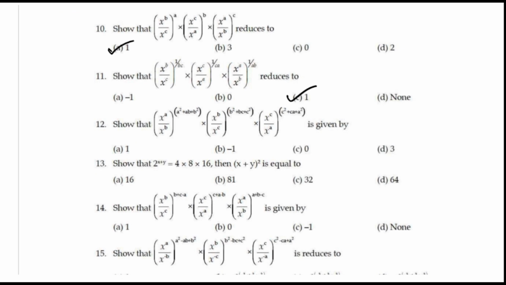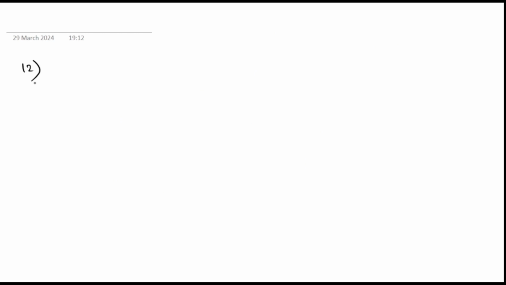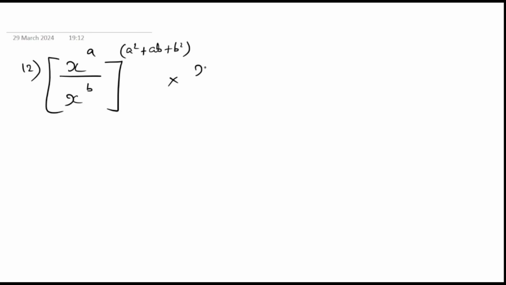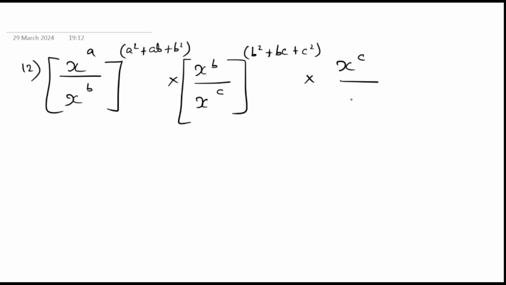Now, question number 12. (x^a divided by x^b) the whole to the power a^2 plus ab plus b^2, into (x^b divided by x^c) the whole to the power b^2 plus bc plus c^2, into (x^c divided by x^a) the whole to the power c^2 plus ac plus a^2.